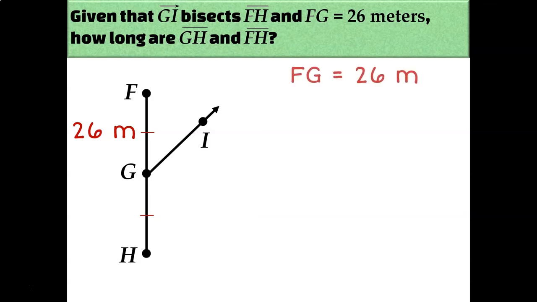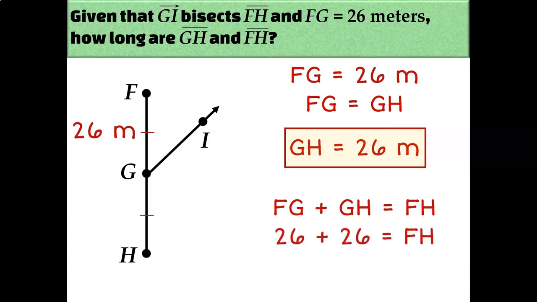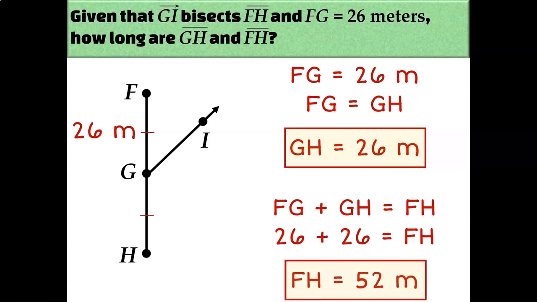Well, if FG is 26 meters, and FG and GH are really the same thing, then GH would also have to be 26 meters. So how do I find the length of the entire segment? Well, you can actually just use the segment addition postulate for that. I can tell that FG plus GH equals FH, and I know that FG and GH are 26 meters each, so that must mean that FH is 52 meters long.